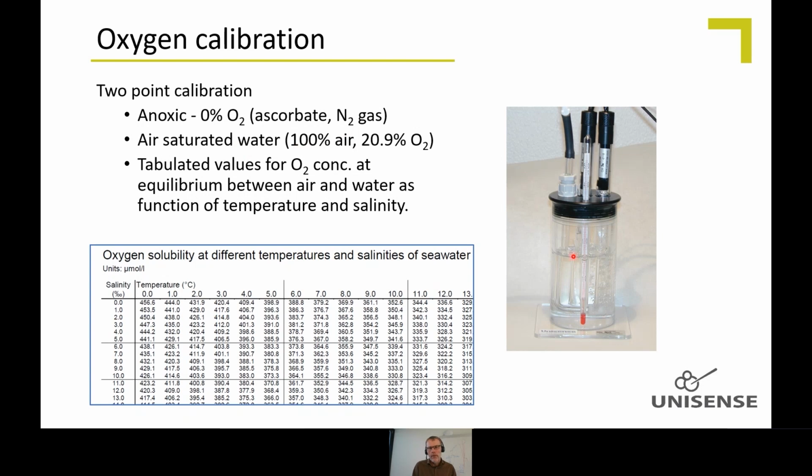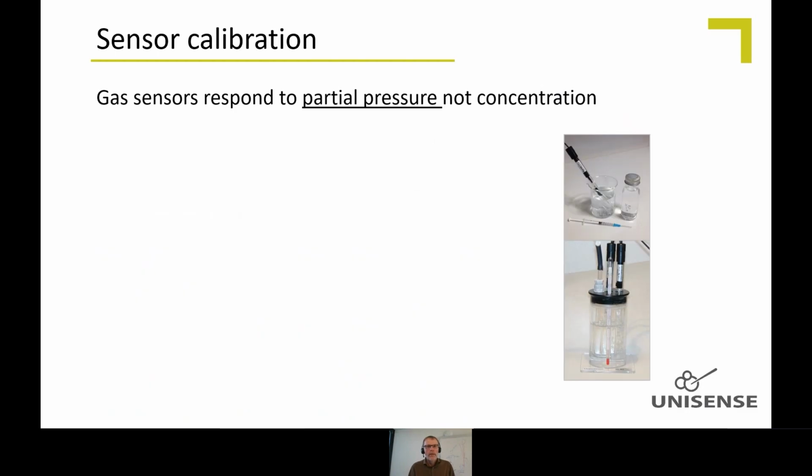In our calibration chamber here with a small atmospheric air pump, you can get air saturated water. If you know the temperature and the salinity, then you can look the calibration concentration up in a table. And this table is built into the software, so you only need to tell the software what the temperature and salinity is, and it will calculate the concentration. So I'll show some examples of calibrations.